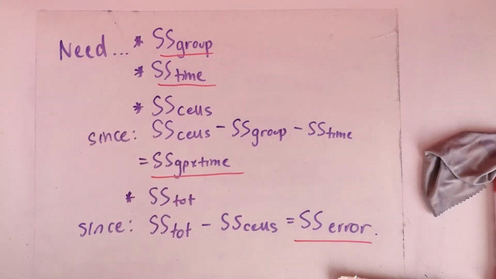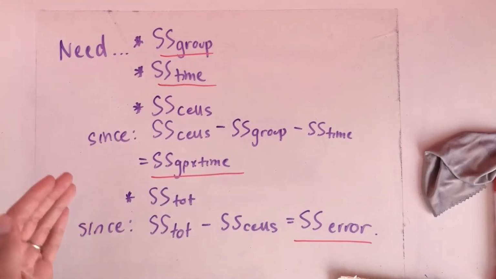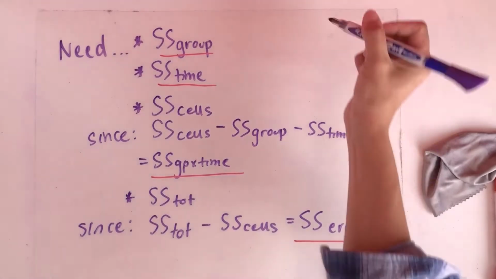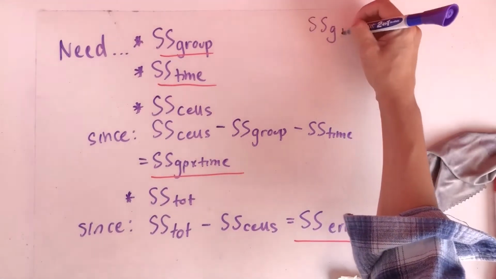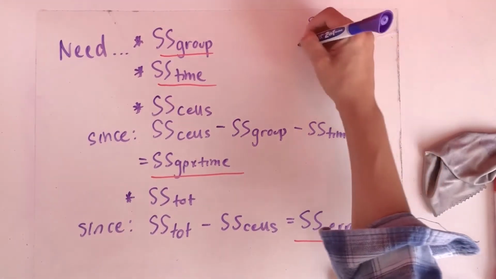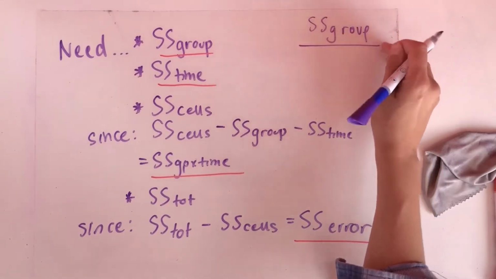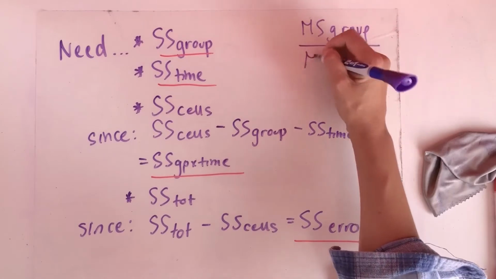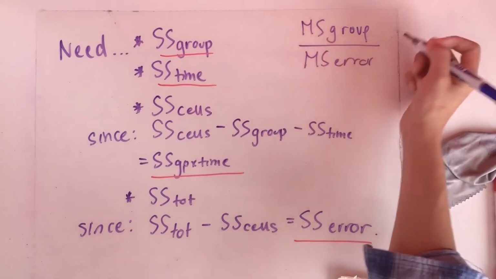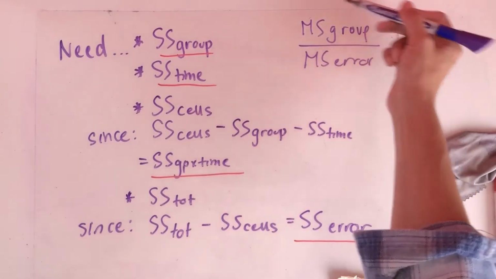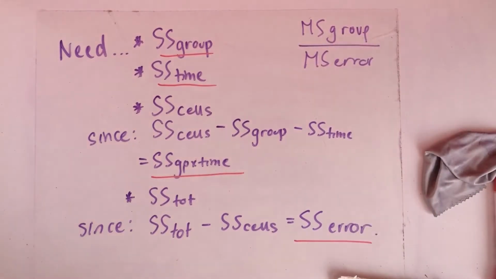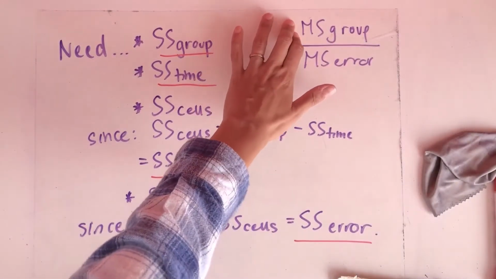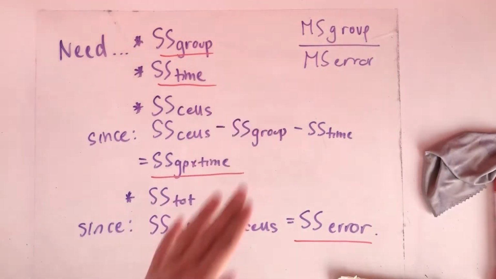Before, when we did one-way ANOVA, we had SS group. This is just my rough drawing here. Oh, sorry, I should say MS group, right? Because I'm making an F ratio, and MS error. So we needed the sum of squares group, and that was all the between groups variance. That was what MS group captured once we divided by degrees of freedom.